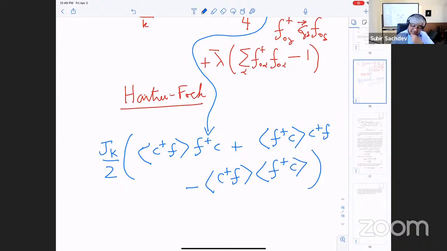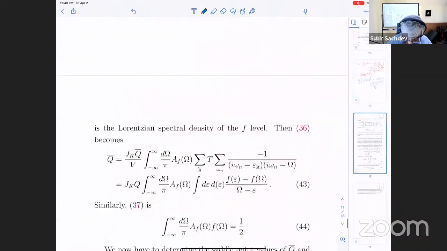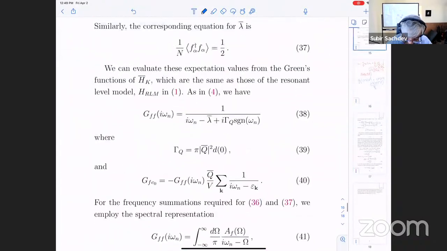Okay. And now what you do, you give this object a name. This object we're going to call Q over J_K. It's just a number, so you call it Q over J_K, and you plug it back in. And then basically you're going to find a self-consistency condition for Q, where Q is J_K times the expectation value of c dagger f. Okay, so that's the basic result, and here's the result stated in the notes.